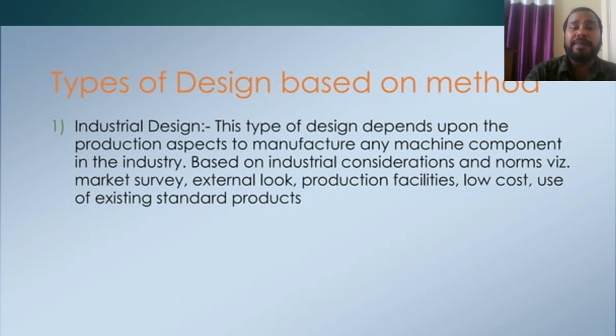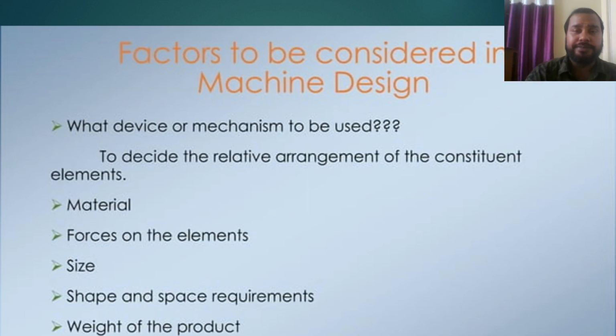This type of design depends upon the production aspect to manufacture any machine components. In industry, based on industrial considerations and norms, such as market survey, external look, production facilities, low cost, use of existing standard products, that means industry purpose. So we will first survey the market, we will see how the product will look, what production facilities the industry has, what is the cost of manufacturing, what is the cost of selling. All these parameters are used in industrial design.